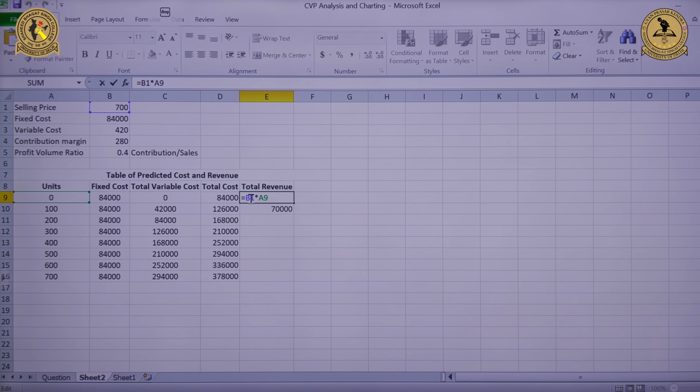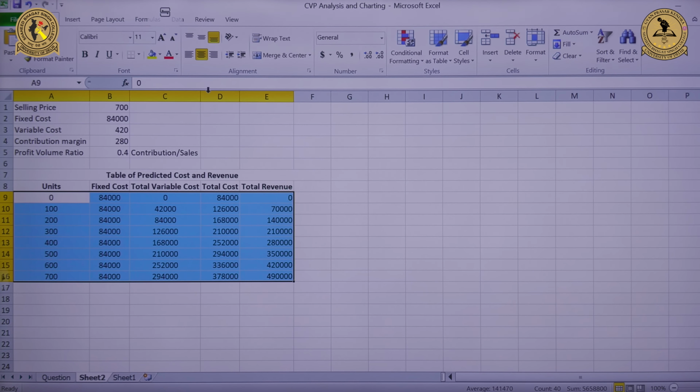We have already learned how to fix. Again put my cursor in between B and 1 and just type dollar. So again it's shift plus the numeric key 4. It comes out to be B$1 and press enter. So again you need to double click, you need to put your cursor at the corner and drag it down till 700 units of output.